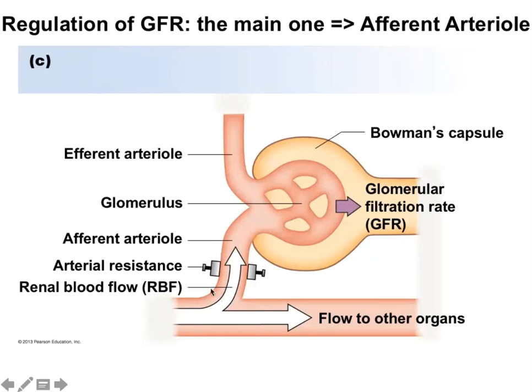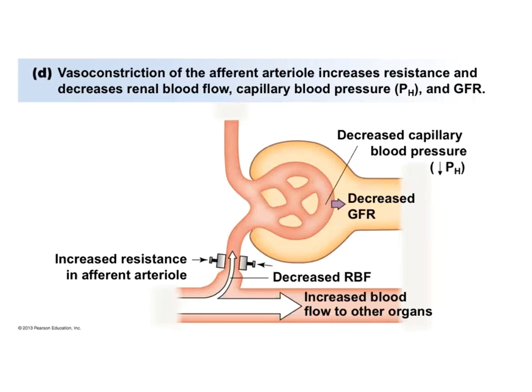Say the blood flows through the afferent arteriole to the glomerulus. When you dilate the afferent arteriole, resistance decreases. We'll talk about that in Unit 3. And more blood automatically goes to the glomerulus, then GFR will increase. The opposite: when you constrict the afferent arteriole, resistance increases, then less blood flows to here, the balloon becomes smaller, then hydrostatic pressure decreases, and GFR decreases.